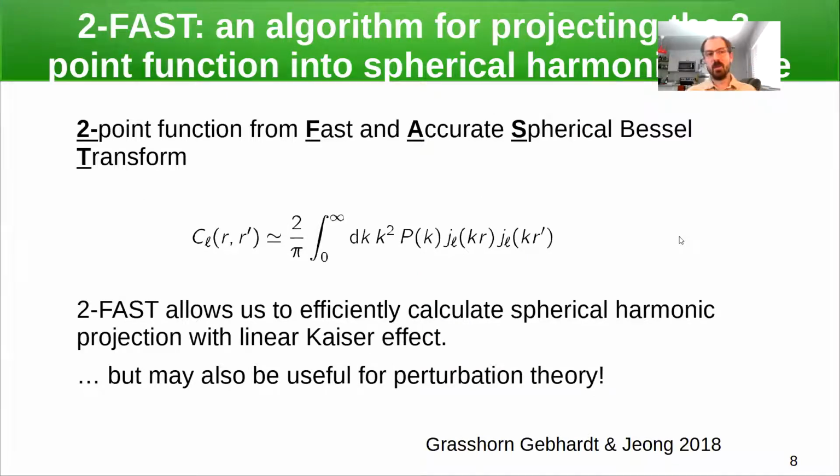And so we developed the TwoFAST algorithm. This is the two-point function from fast and accurate spherical Bessel transform. And it allows us to do these kinds of integrals very efficiently, but it can also be used for perturbation theory, where these kinds of integrals can also occur for higher order terms.